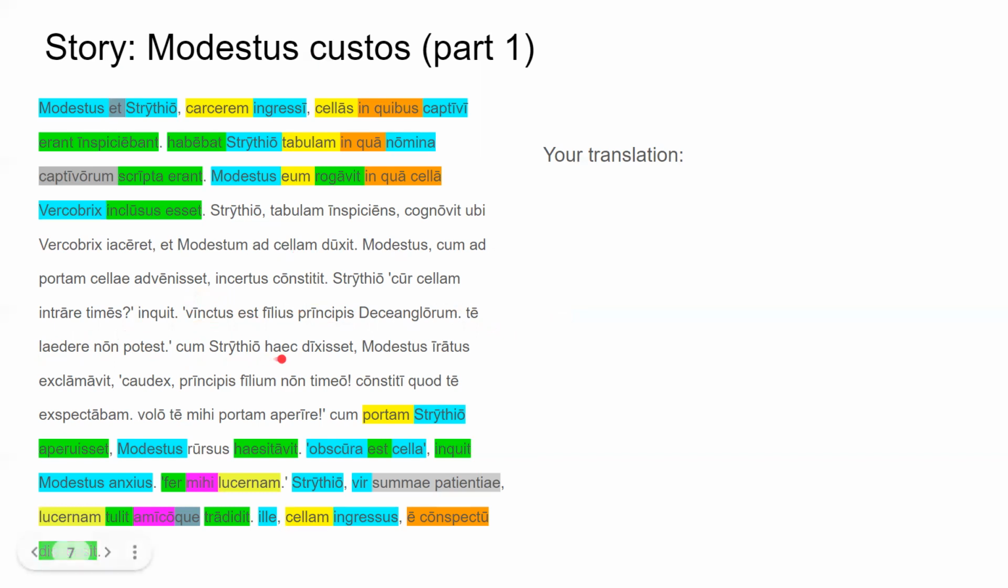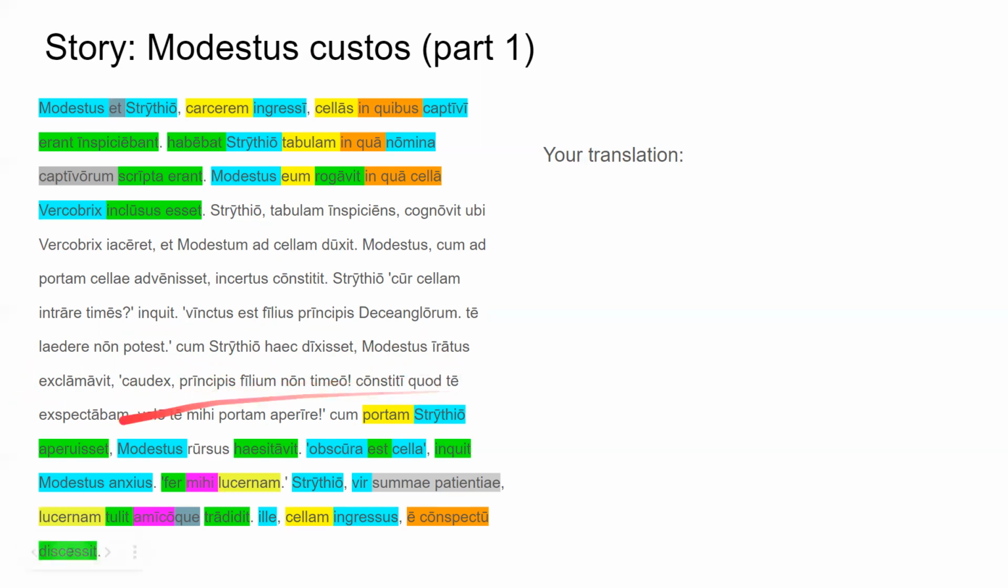Cum Strithio haec dixisset, Modestus iratus exclamavit: "Caudex! Principis filium non timeo." So everything between cum and dixisset is a cum clause. It's temporal, and we can tell that there's a subjunctive there, pluperfect, of course. When Strithio had said these words, Modestus exclaimed angrily, blockhead, non timeo, I do not fear the son, filium, of the chieftain. I do not fear the son of the chieftain.